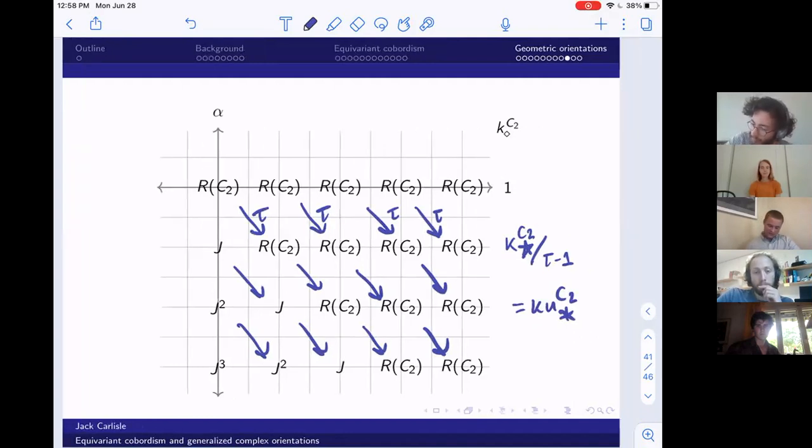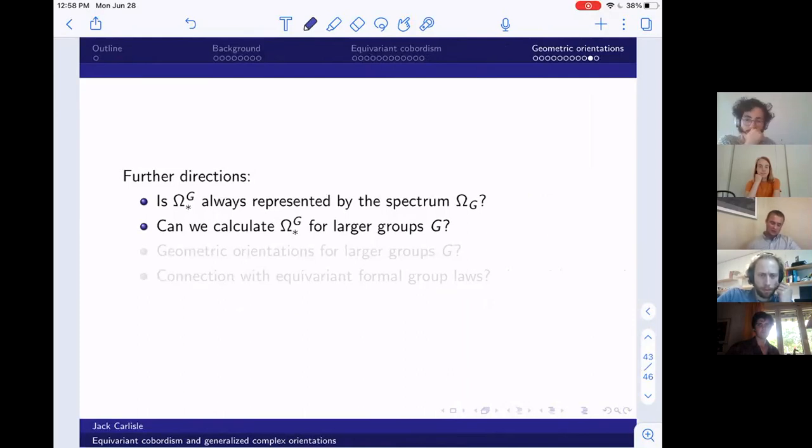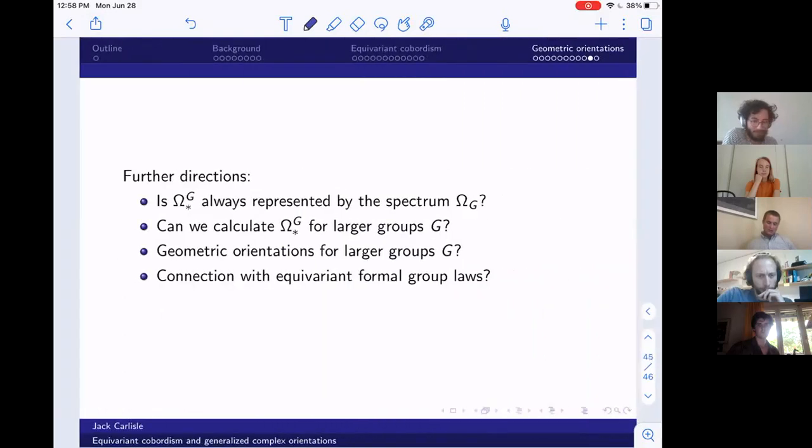All right, so I've run a little bit over, but let me just advertise that there are plenty of further directions to study. For instance, can we always represent cobordism by a G spectrum? Can we calculate more general coefficient rings for larger groups? Can we extend this theory of geometric orientations to larger groups? And maybe most importantly, and something which I've studied a good bit and have some answers to, is the question of what is the connection between geometric orientations and omega C2, and then on the other hand, equivariant formal group laws, which are these complicated algebraic objects.